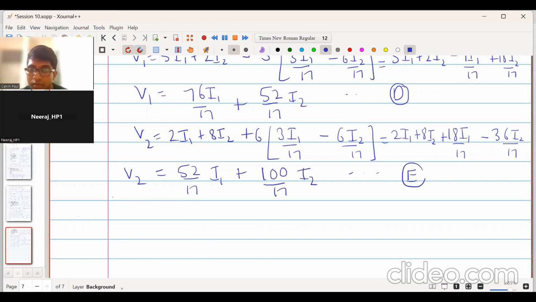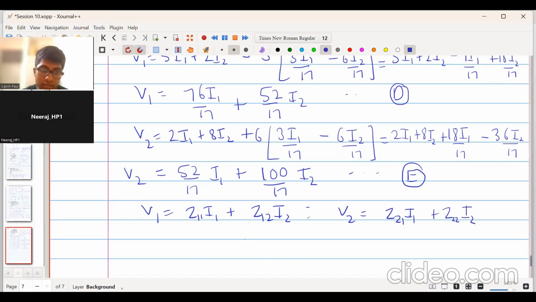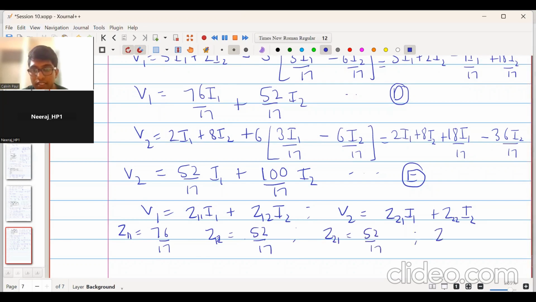This is equation E. When we compare this with the equations V1 is equal to Z11 I1 plus Z12 I2, and V2 is equal to Z21 I1 plus Z22 into I2, we will get Z11 is equal to 76 upon 17, Z12 is equal to 52 upon 17, Z21 is equal to 52 upon 17, and Z22 is equal to 100 upon 17. So any doubts in this?